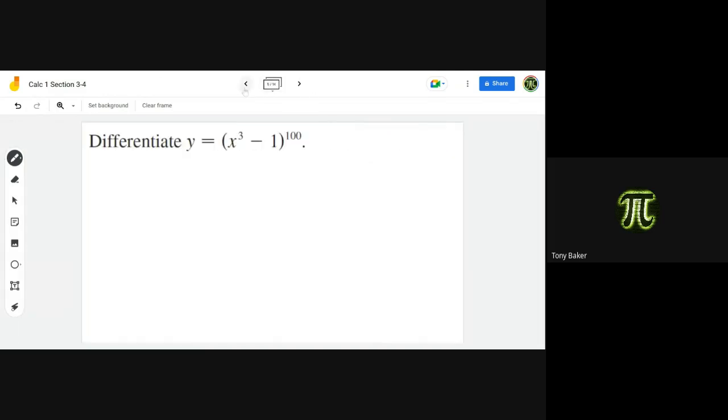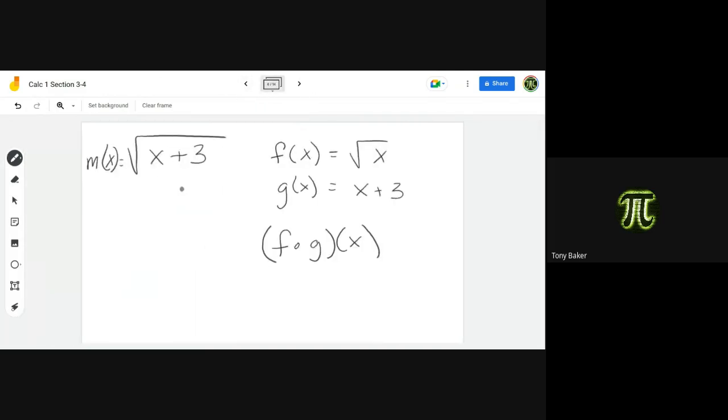One of the things that I typically end up looking at when we're doing this is I ask, what's the piece that's annoying you? Make that your g of x. And in this case, the piece that's annoying us is the x plus 3, because if it wasn't there, if it was just x, I could do it. So take the piece that's annoying you, make that your g of x, and then make the other part your f of x.